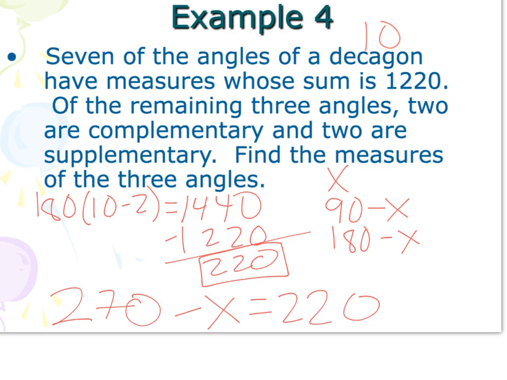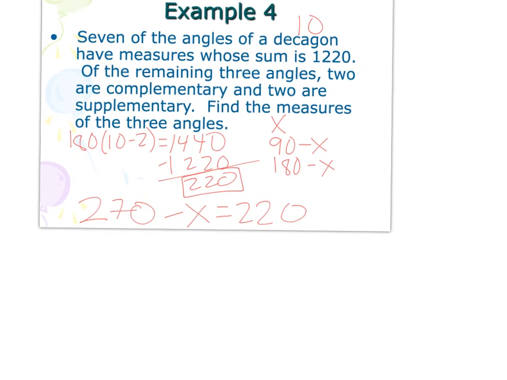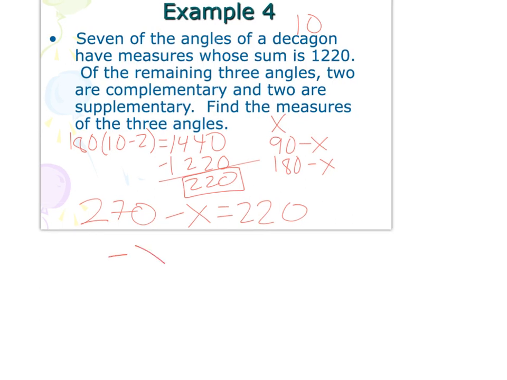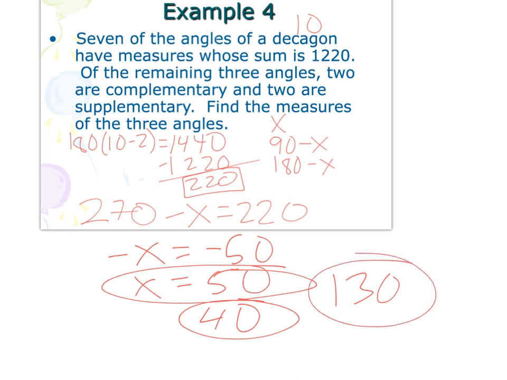So when I solve for x here, I subtract 270, negative x equals negative 50, so x equals 50. So that's one of the angles. The complement of that is 40, and the supplement of 50 is 130. And all of those will add up to 220. 50 and 130 are supplements, 50 and 40 are complements. Yay! America, freedom, rock and roll. That was a lovely problem. Quite difficult, but soup's cool.